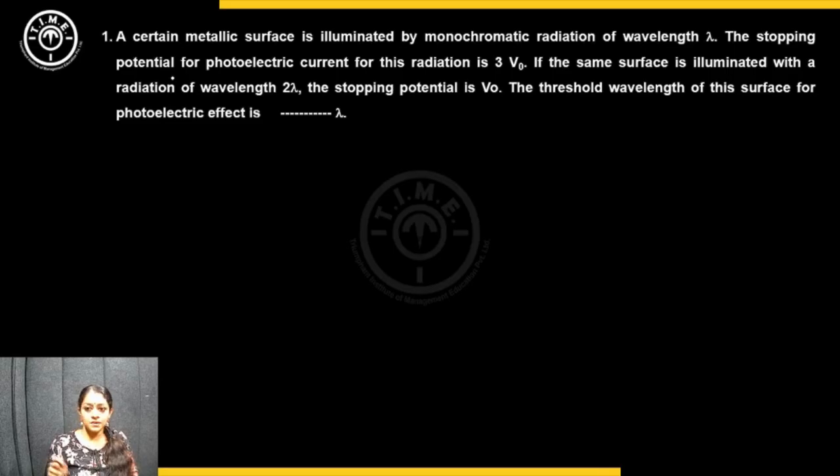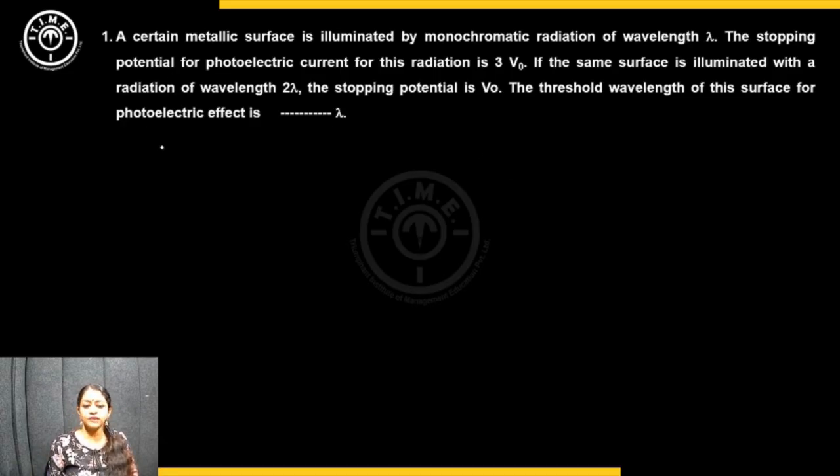Now, on the same surface, when radiation of wavelength 2 lambda is allowed to fall, then the stopping potential is found to be V0. So what you have to find is the threshold wavelength for that particular surface. Here we need an equation which connects the wavelength of incident radiation and stopping potential. We can obtain that relation from Einstein's photoelectric equation.